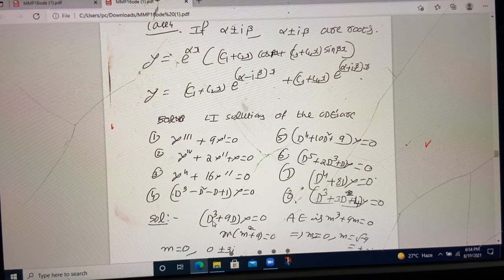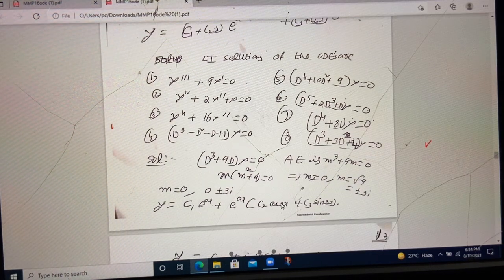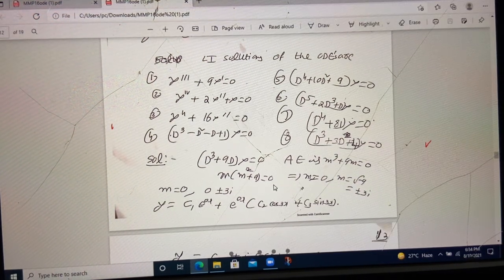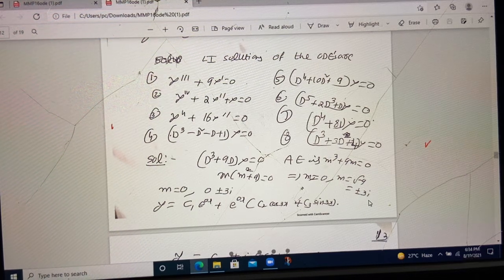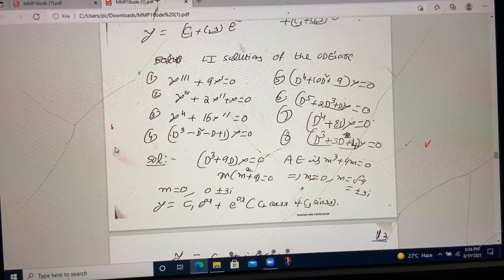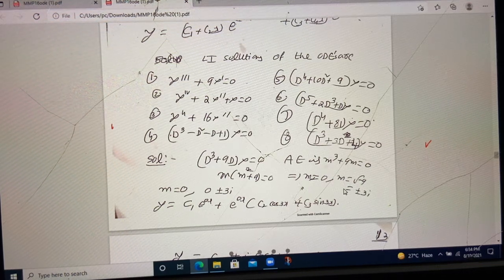What is the auxiliary equation? m cube plus 9m equal to 0. Take m common: m into m square plus 9 is 0. m equal to 0, m square equal to minus 9, that is m is root of minus 9, which is plus or minus 3i. So m equal to 0 and m equal to 0 plus or minus 3i.